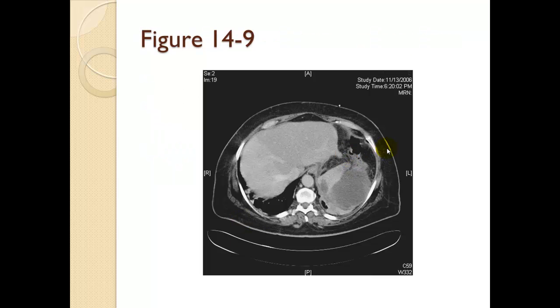And if we take a look over here, do we see well-defined margins? This is kind of blown out here. We've got blood. And the answer is no, we do not see well-defined margins. The reason that we don't is because the spleen is ruptured.